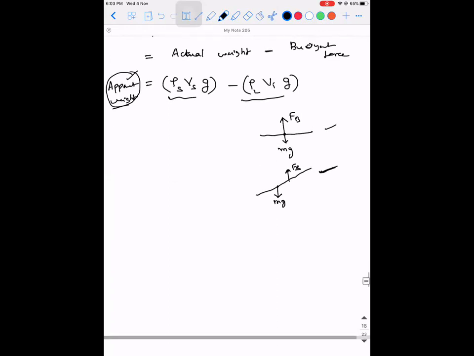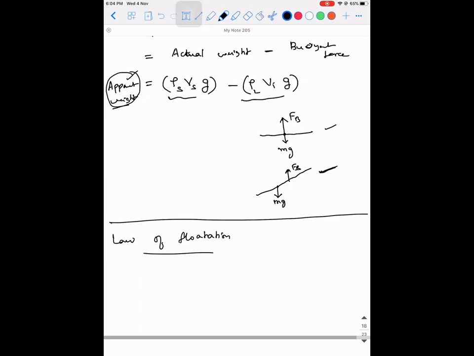Okay. One small concept I'm going to explain now, then we can wind up. That's called the law of flotation. Okay, write down the statement. It states that an object will float in a liquid.